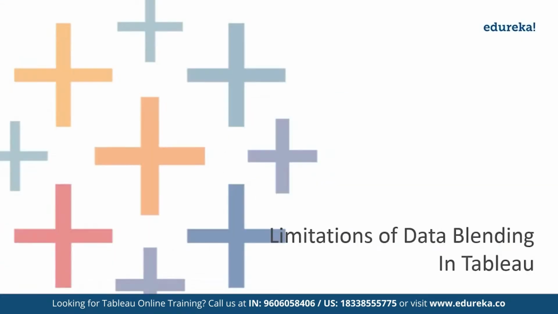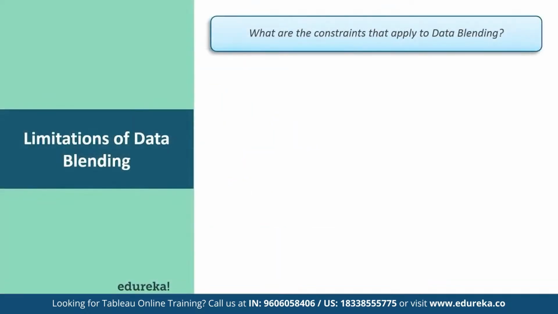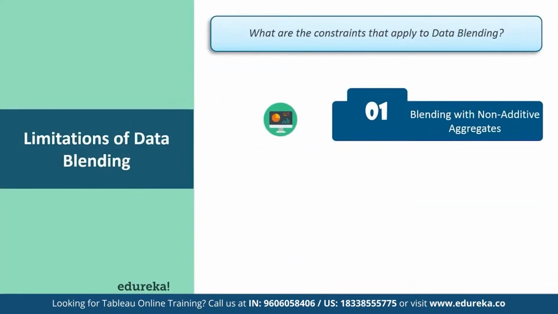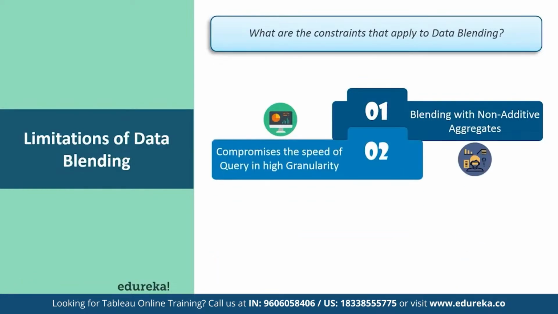Now, limitations of data blending. What are the constraints that apply to this method? First of all, blending with non-additive aggregates. There are some blending limitations around the non-additive aggregates, such as COUNTD, median, and raw SQL aggregate. When you blend on a field with a high level of granularity, suppose date instead of year, queries can be slowed down. So basically, the speed of the query gets compromised.